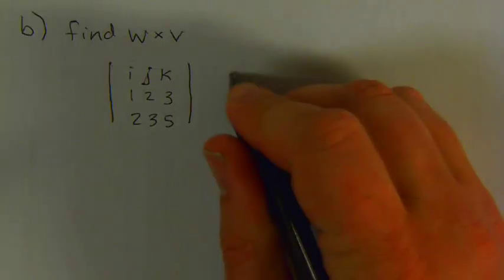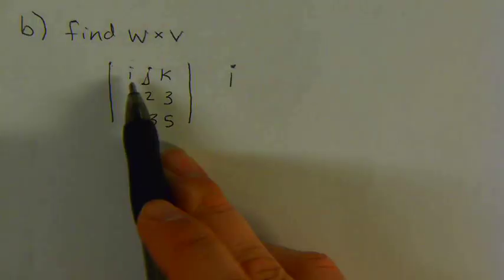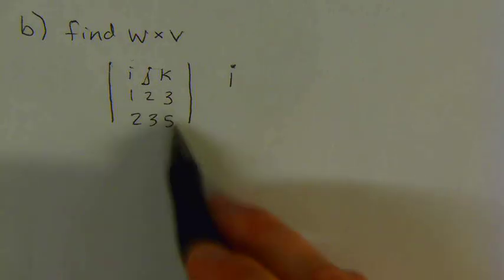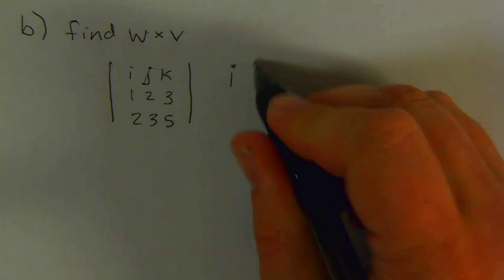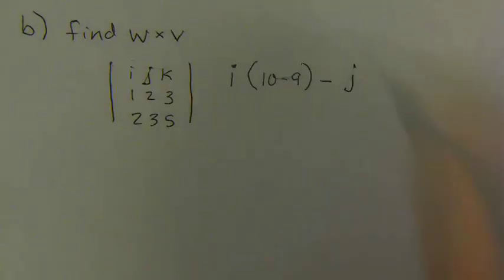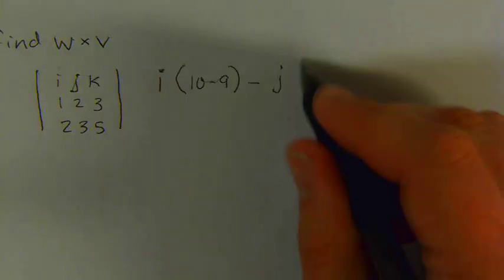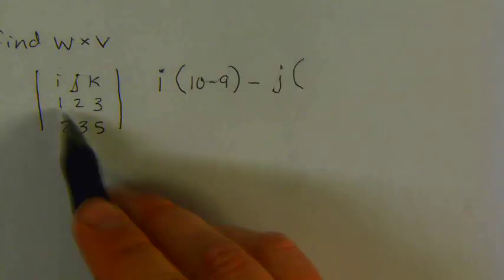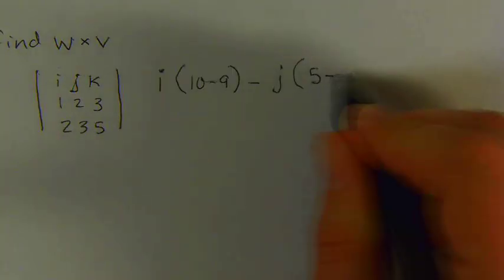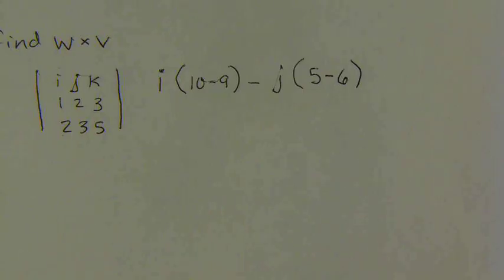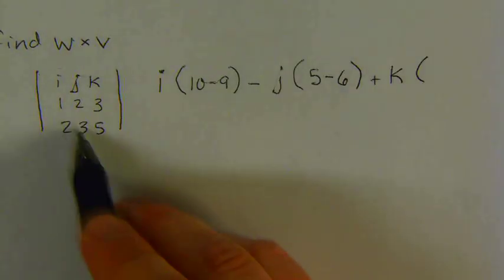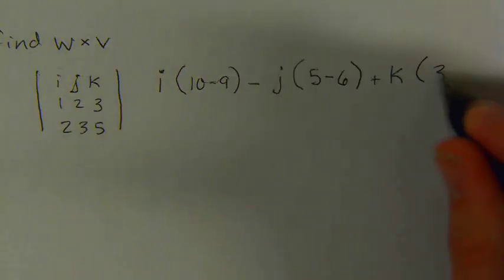Okay, so I'm going to skip right to i, and I would multiply that by these 4 numbers, 2 times 5 minus 3 times 3, so that'd be 10 minus 9. Minus j, that'd be these 4, so 1 times 5 minus 3 times 2, plus k, 1 times 3 is 3 minus 4.